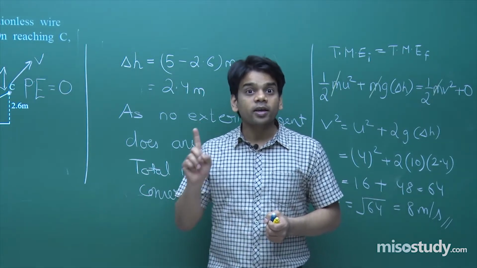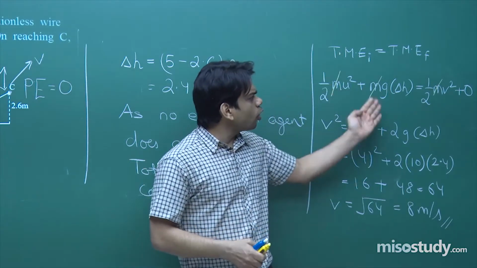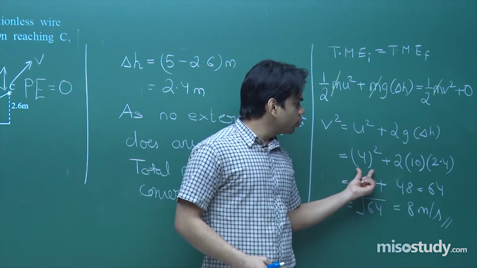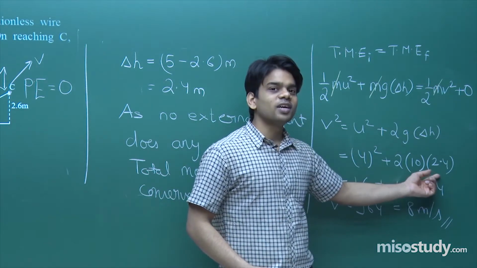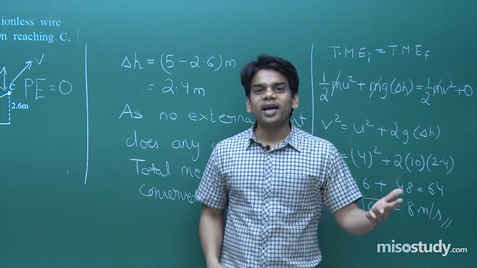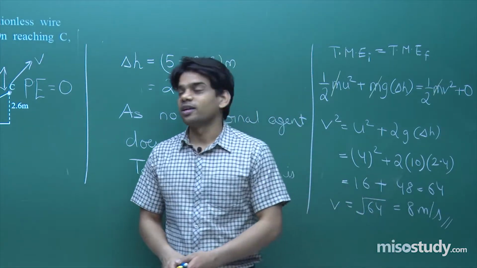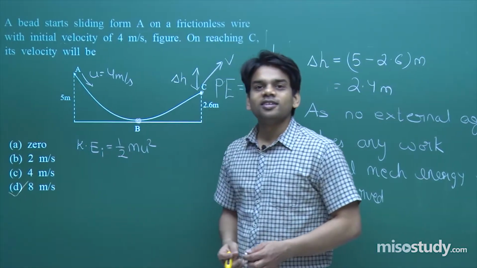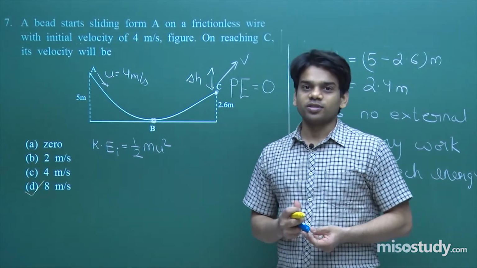If such a kind of question comes, there is no need to apply all the energy equations, directly use this. You know the value of U, you know the separation of the heights, you know the value of g, apply it, and you'll get the answer as 8 meter per second. Let's check the answer. Option number D clearly matches with our response. So 8 meter per second is the right response for this.